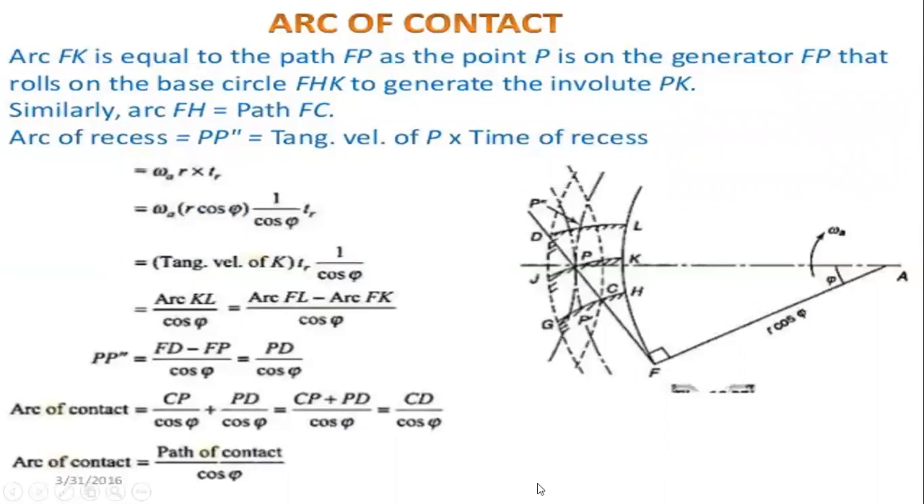Then the arc Fk. So this is the arc Fk, which is equal to the path of Fp. So it is taken as the equal length for the Fp. Condition is on the generator Fp. So this is the Fp and Fk. So this Fk is equal to path Fp at the point of the generator, and that rolls on the base circle Fhk. So that will be rolled by that.